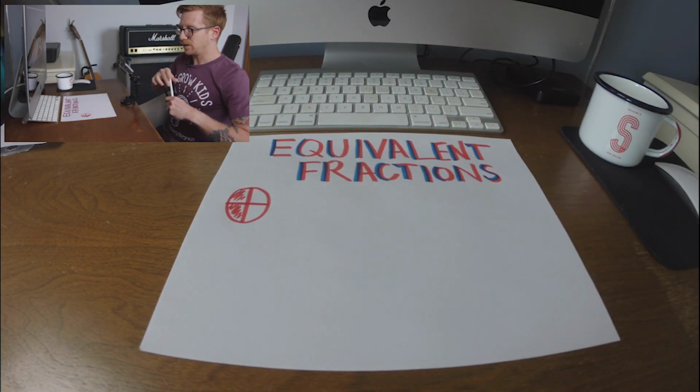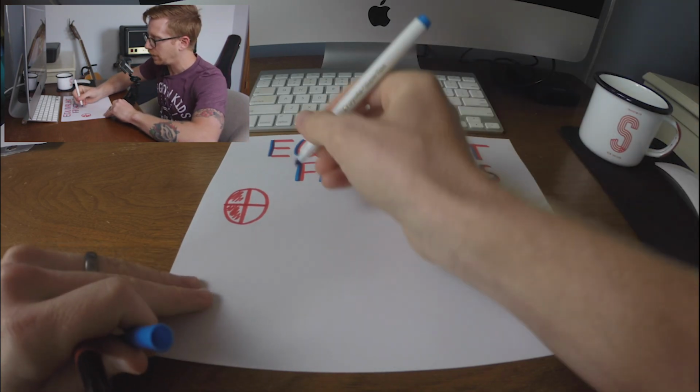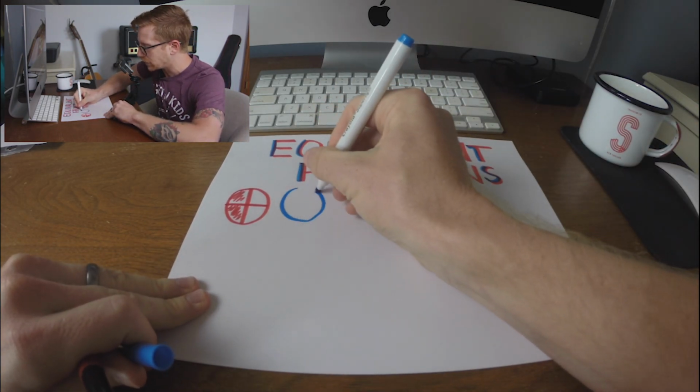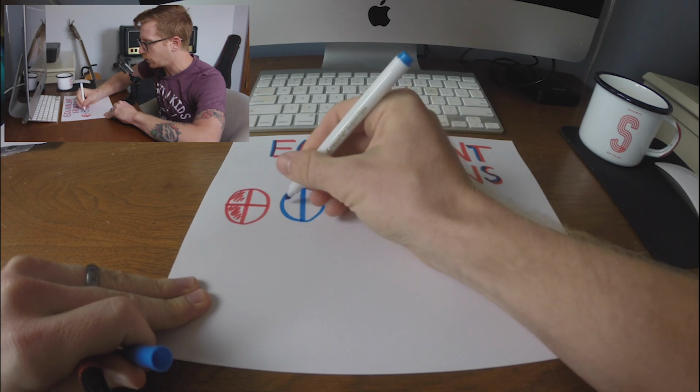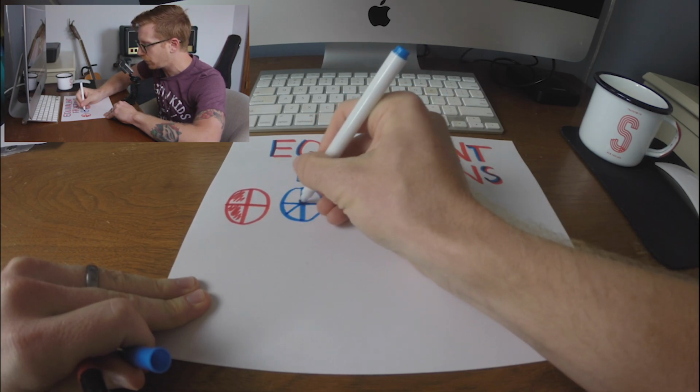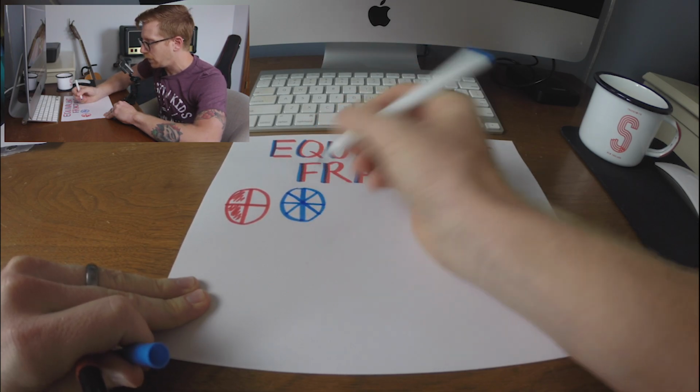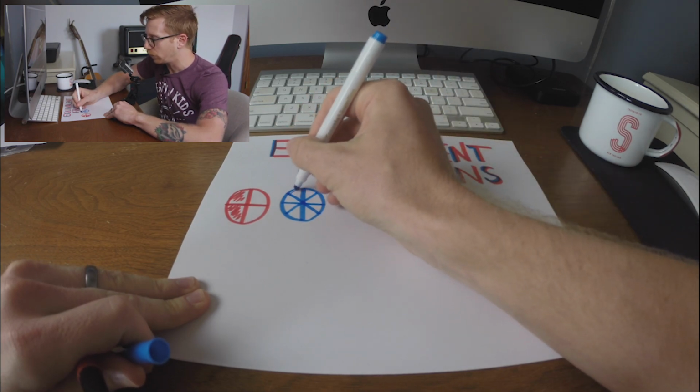Mr. Gray's large pizza, he decides to cut it into 8 equal-sized pieces. This is what his pizza is going to look like. He's hungry as well, so he's going to eat 4 of those pieces.